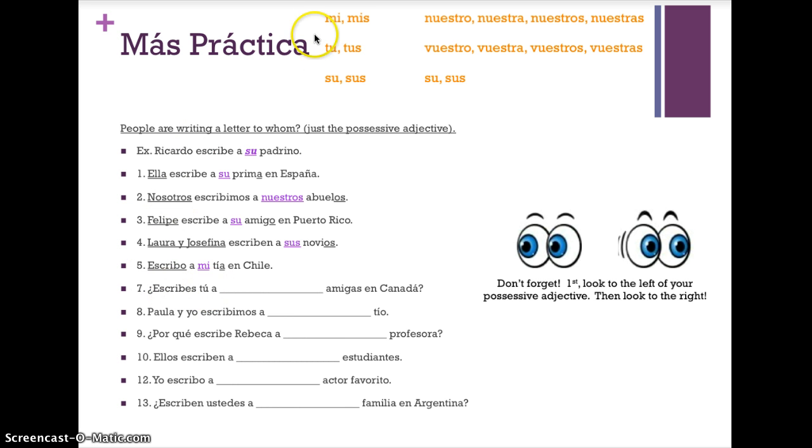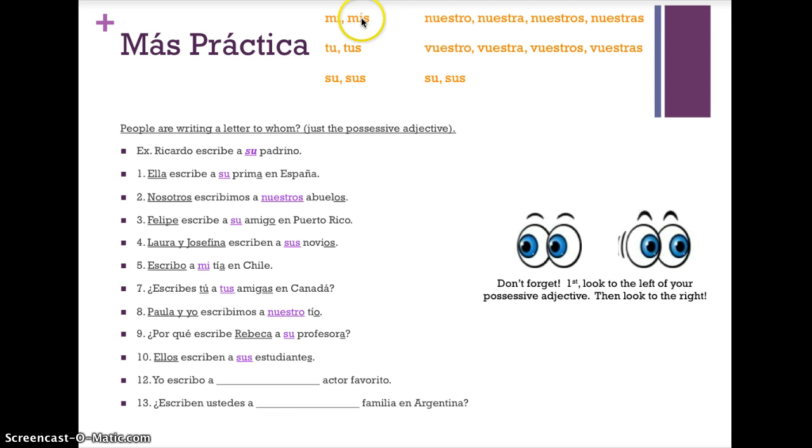Escribes tú, so that's my subject. Blank amigas, that ends in an S, so it's tus. Paula y yo, that's nosotros, so I'm in this box. And tío is singular and masculine, so the answer is nuestro. ¿Por qué escribe Rebecca a? And okay, so Rebecca is my subject, so here it is. And profesora is singular, so it's su. Ellos escriben a, so this is ellos, so I'm over here. And blank estudiantes is plural, so it's sus.